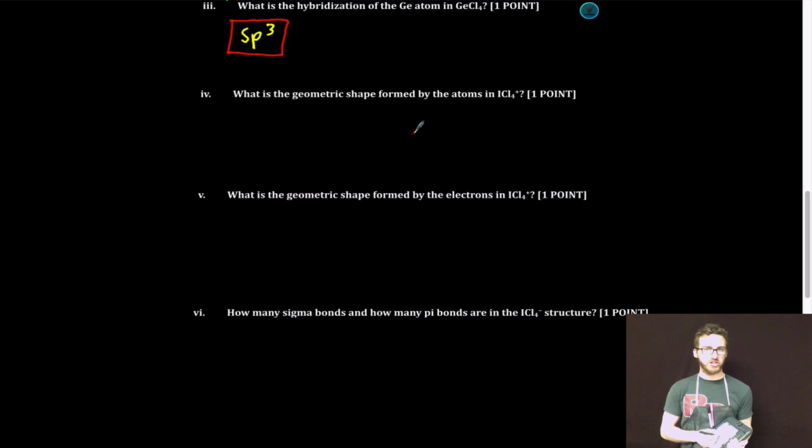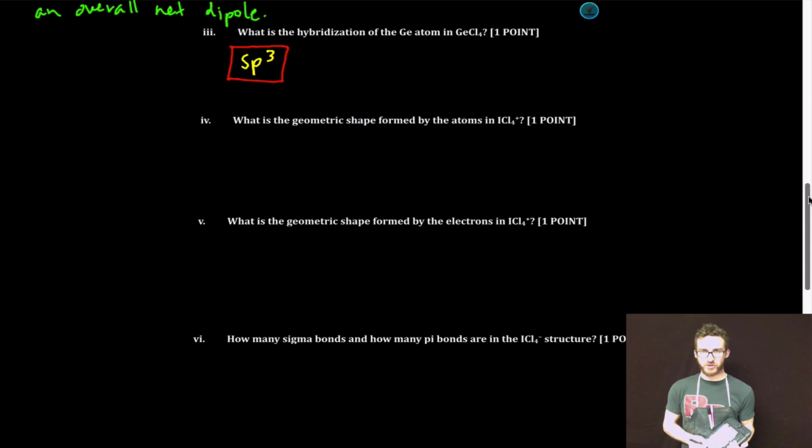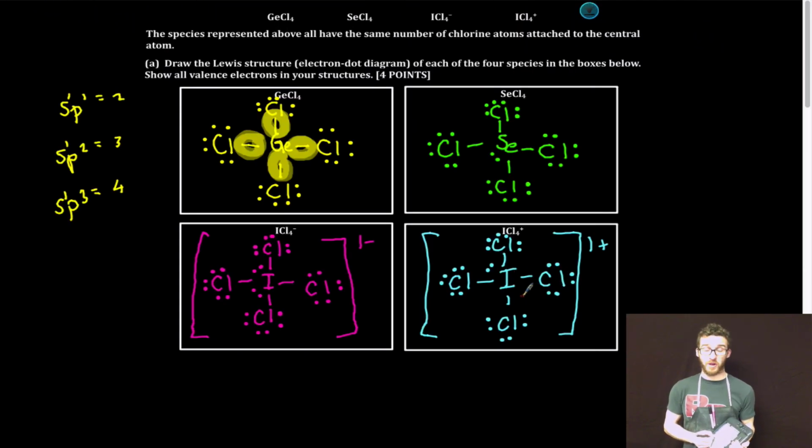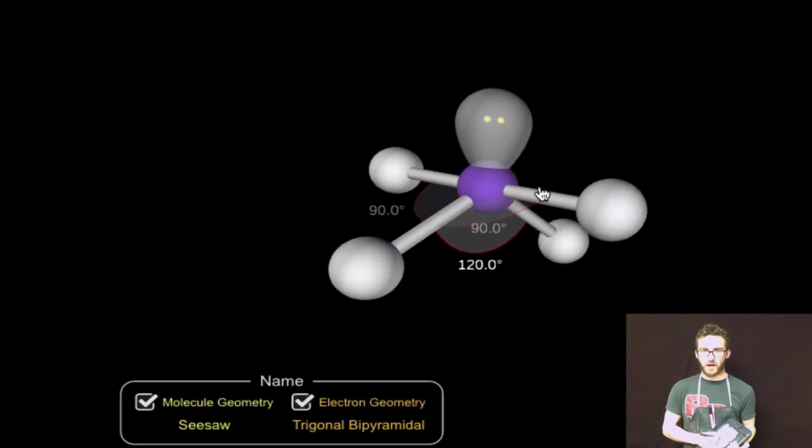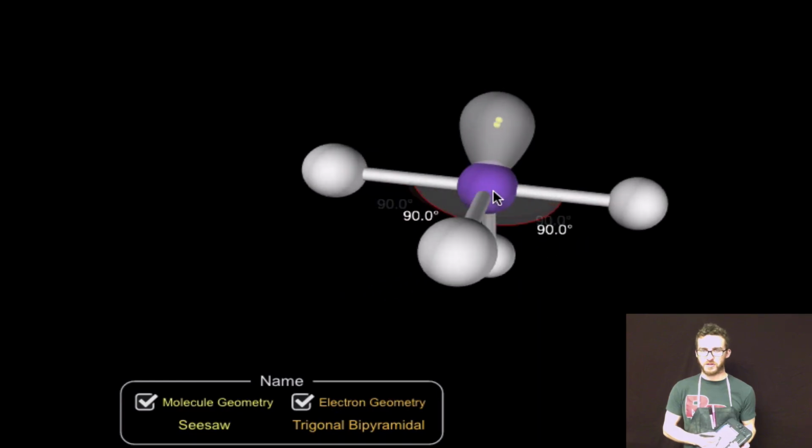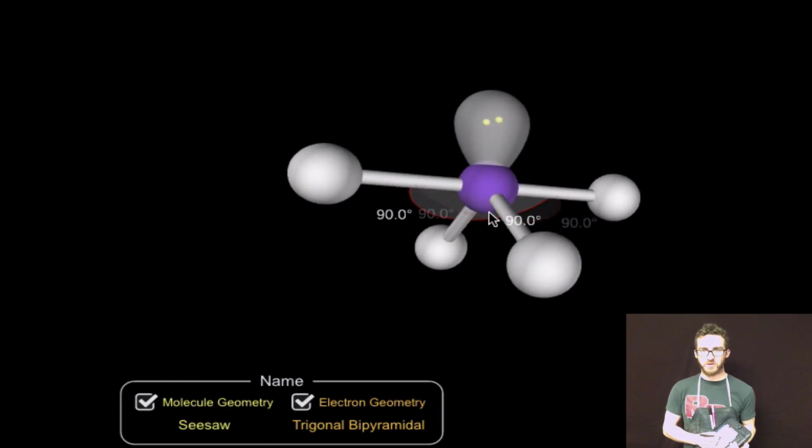Subpart IV. What is the geometric shape formed by the atoms in ICl4+? Let's check out the Lewis structure. Here we are in ICl4+. To come up with the shape of the atoms, the geometric shape, I've got 1, 2, 3, 4, 5 regions of electron density. But one of those regions is a lone pair region. Having trouble visualizing? Let's go to PhET, our ICl4+ molecule.